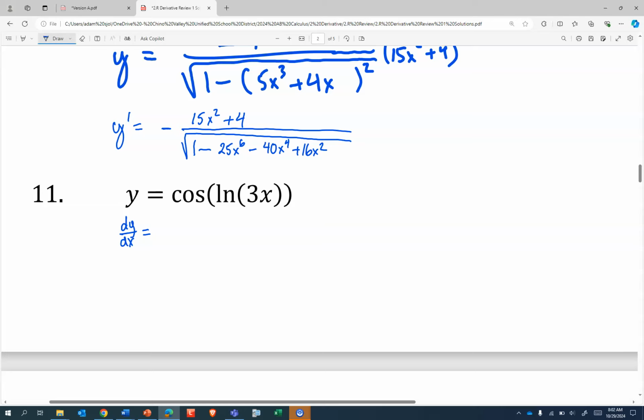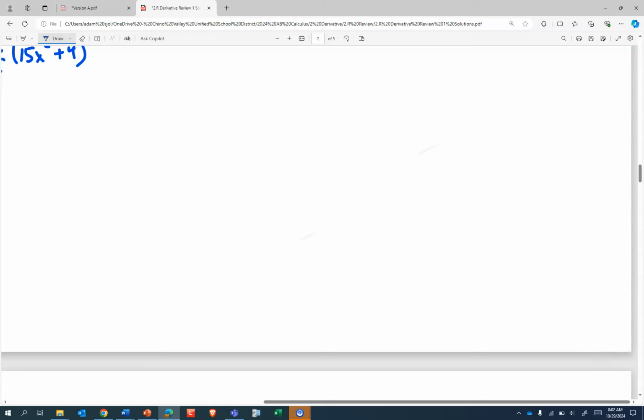So cosine of natural log of 3x, we're going to do the derivative of cosine first, negative sine, still of natural log, which has a derivative of 1 over the input. That input is 3x, which has a rate of change of 3. So we can simplify a bit. So that's just going to be negative sine of natural log of 3x. The 3's divide, and just over x.